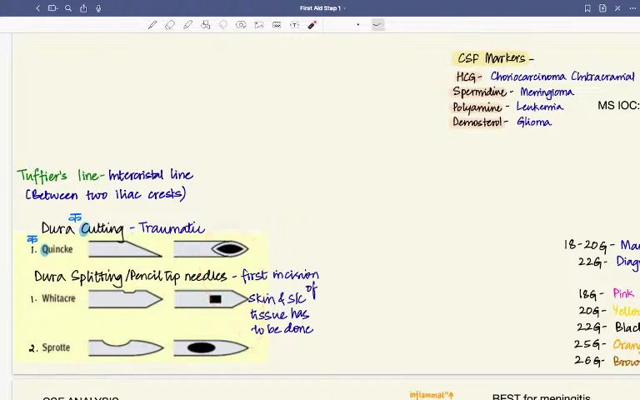Quincke looks like a Q. Whitacre is the square one, and Sprotte is the round one.